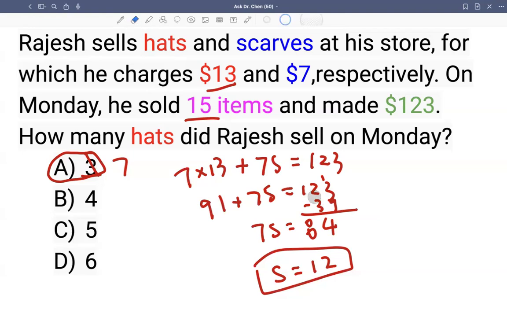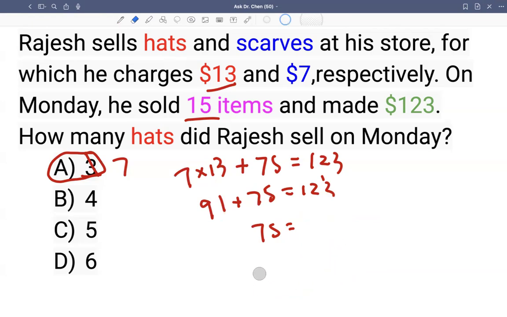Then we see if this works out. Let's subtract $91 from the total amount, 123. We get 32. But 32 doesn't divide by 7 evenly, right? So we know this can't be, because hats plus scarves has to be 15. All right, that's this question.